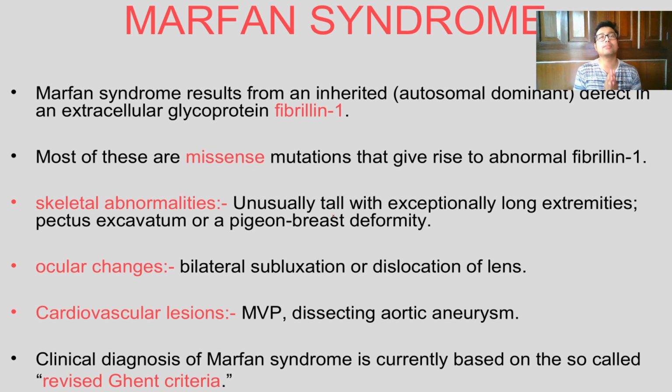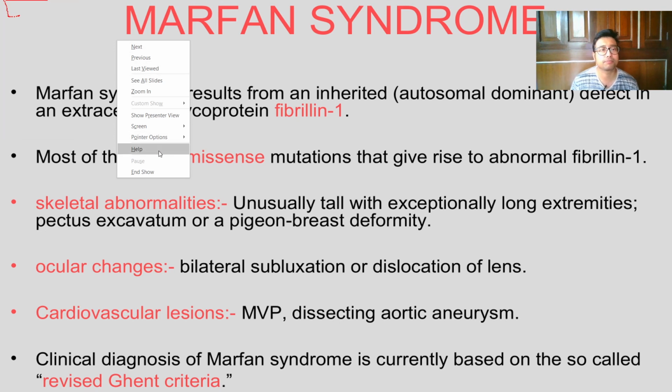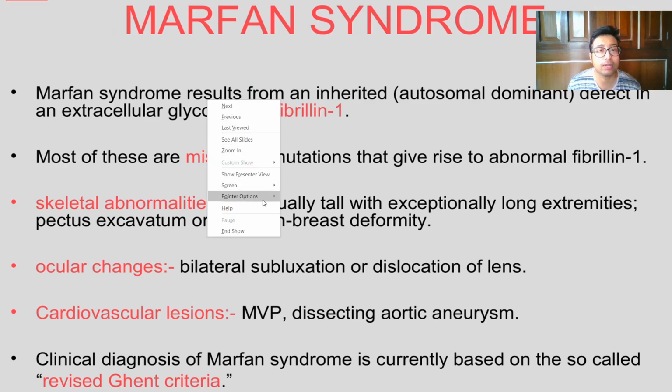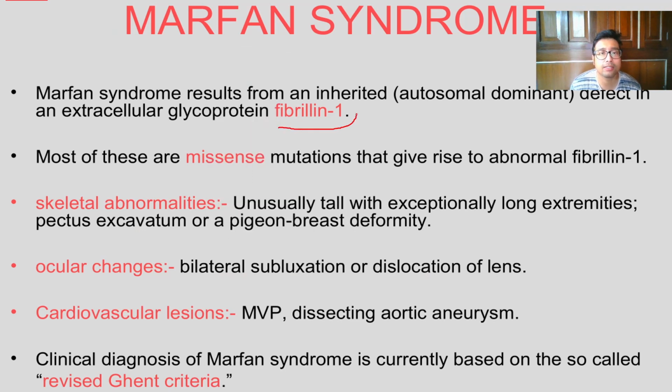This is important. Marfan syndrome will come as a short note. Remember, the two short notes that you need to prepare from this chapter are number 1, scurvy, and number 2, Marfan syndrome. Okay. So this is due to deficiency in fibrillin 1. Okay, and Marfan syndrome will have many features which you need to remember.